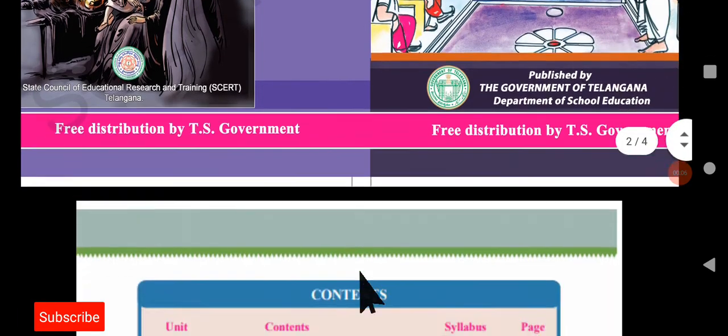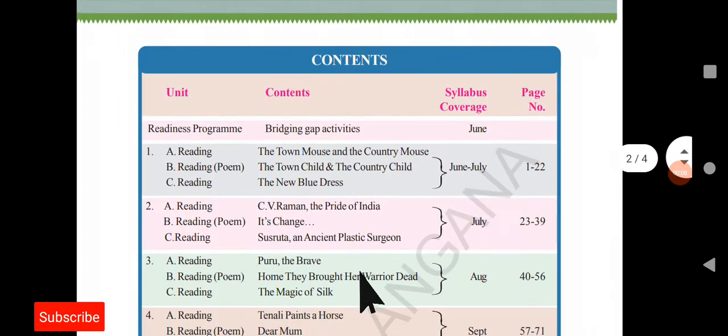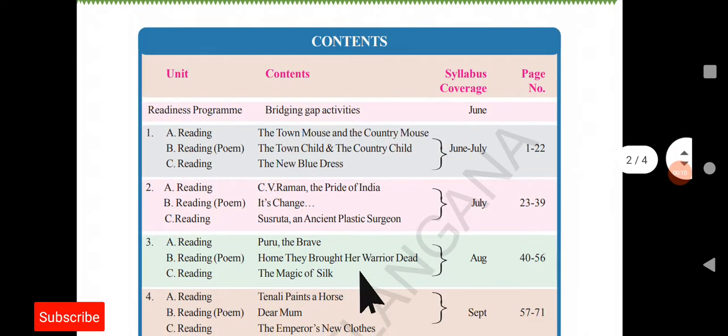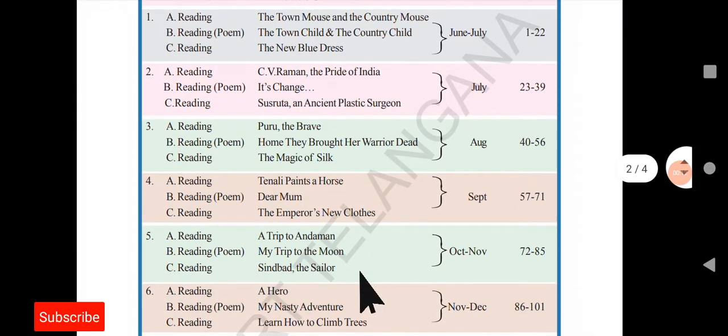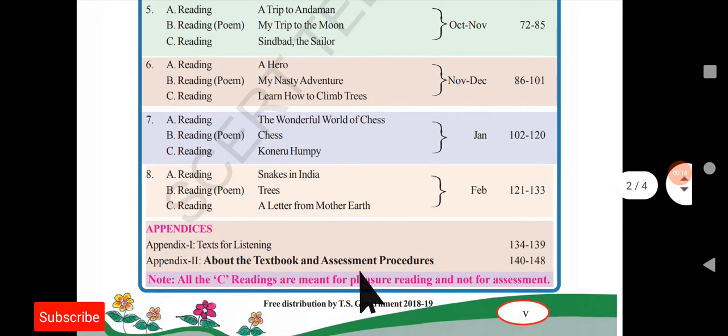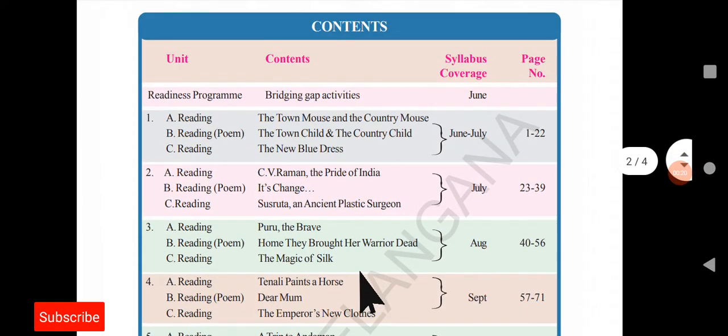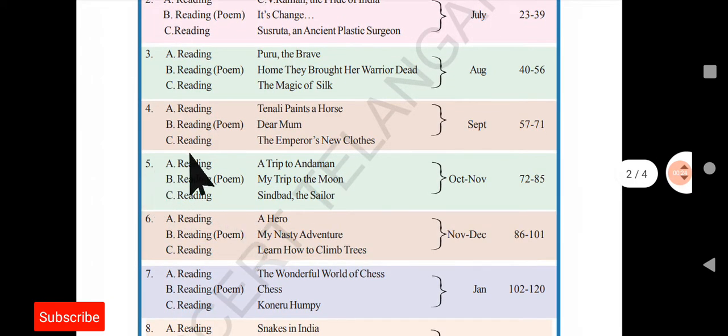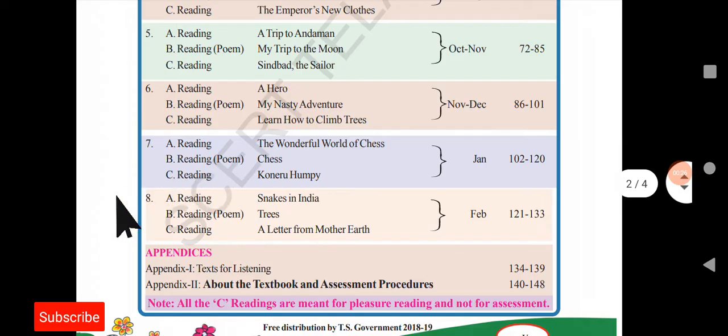So we are continuing with the summaries of 7th class English, and it is time for us to clap because I'm going to teach you the last reading of this unit 7. So all the units from 1, 2, 3, 4, 5, 6, 7, and 8, reading A, reading B, till here all the videos explanations are over.